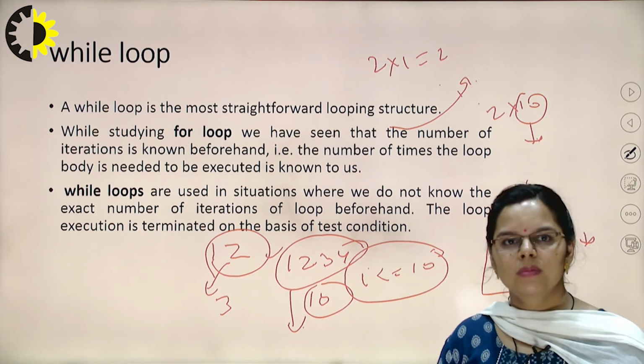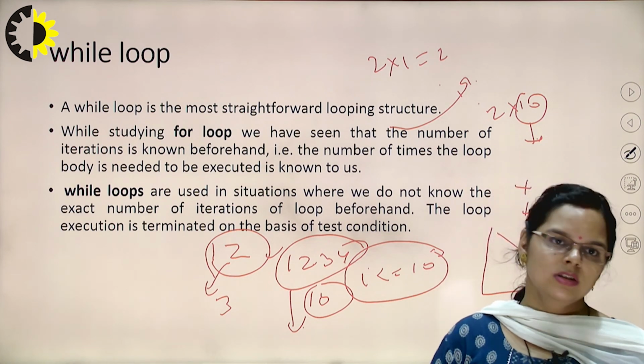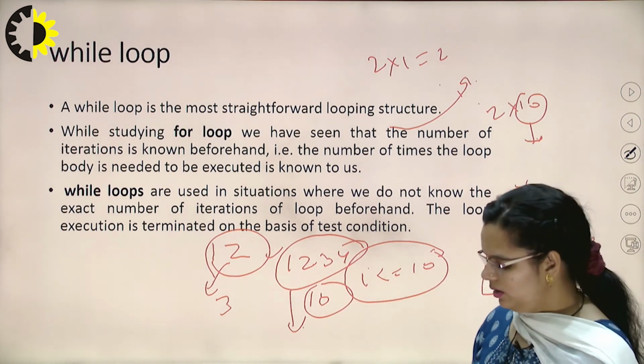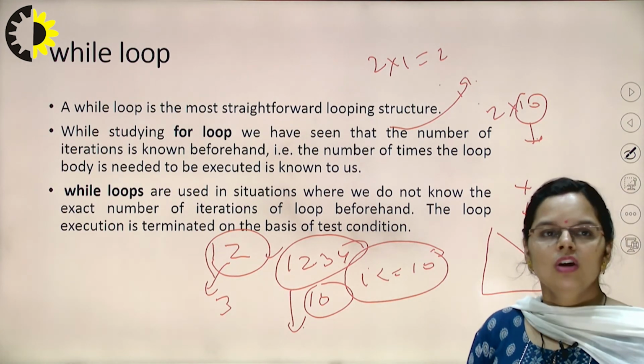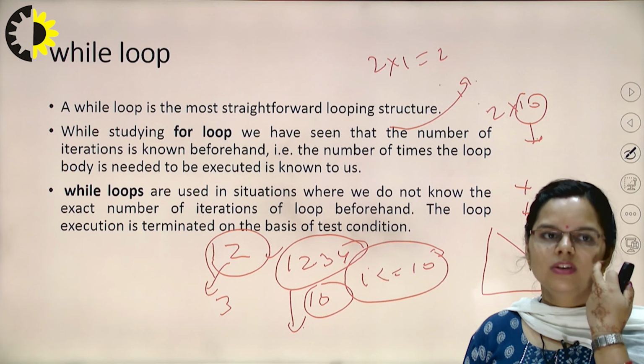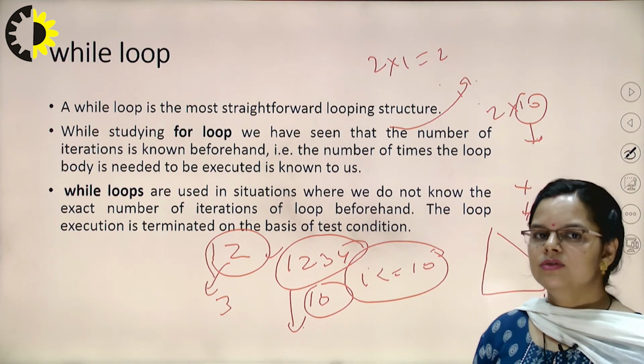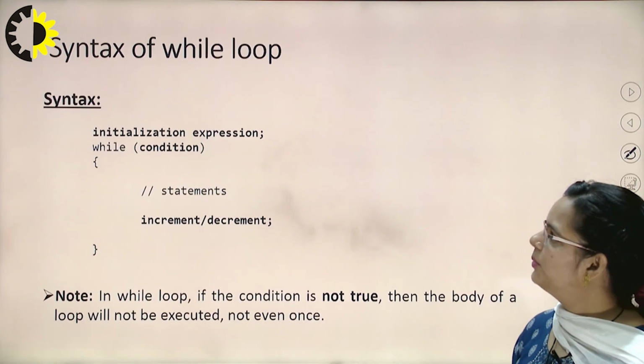And for such problems, like finding the reverse of a number or the sum of the digits, the while loop should be used, because we do not know the actual number of iterations. So for such problems we should use a while loop.